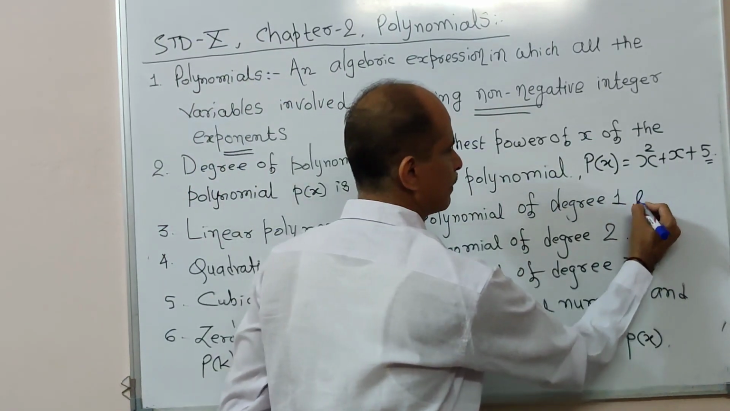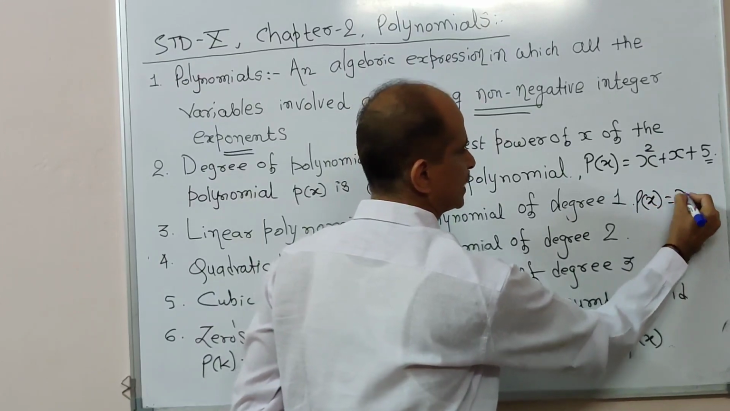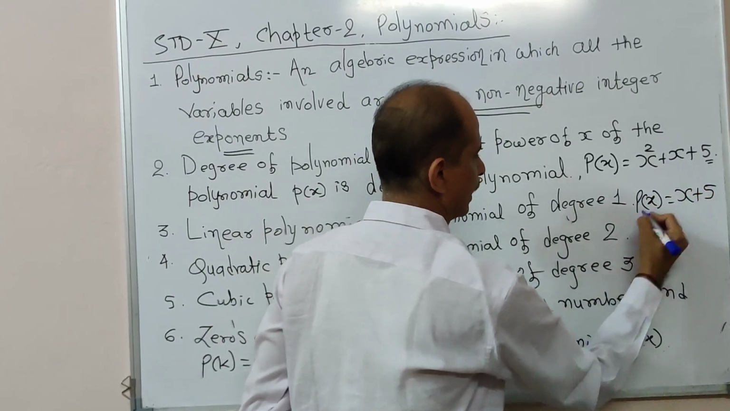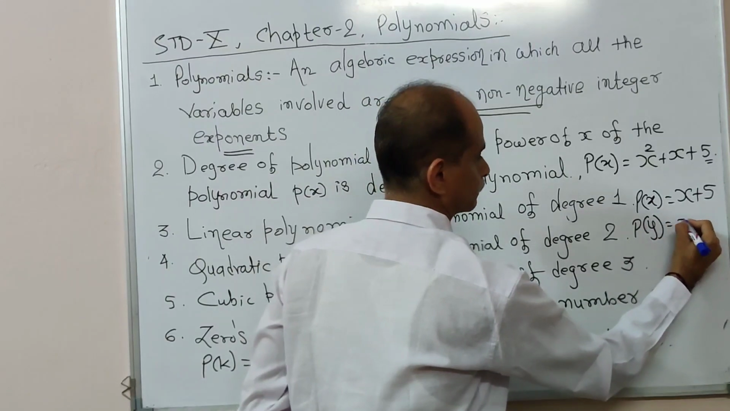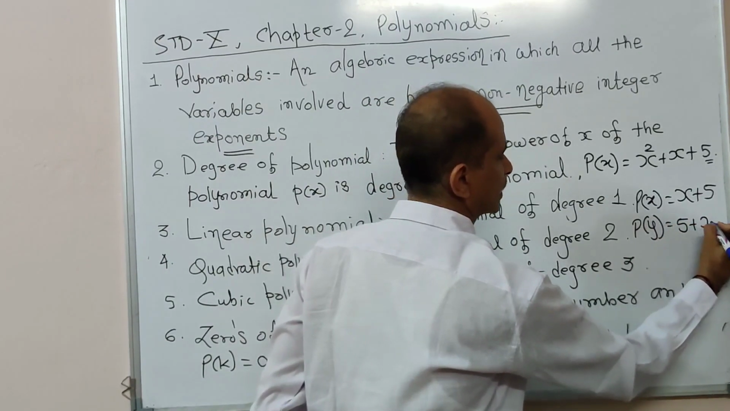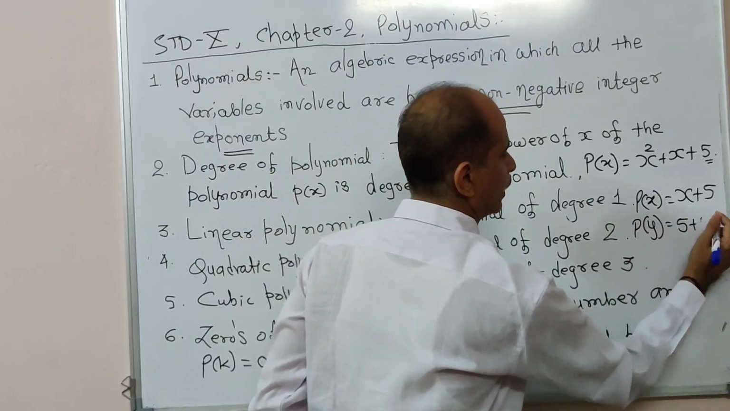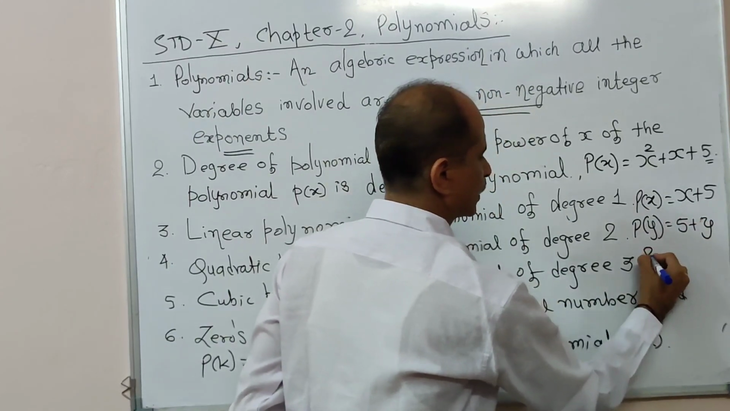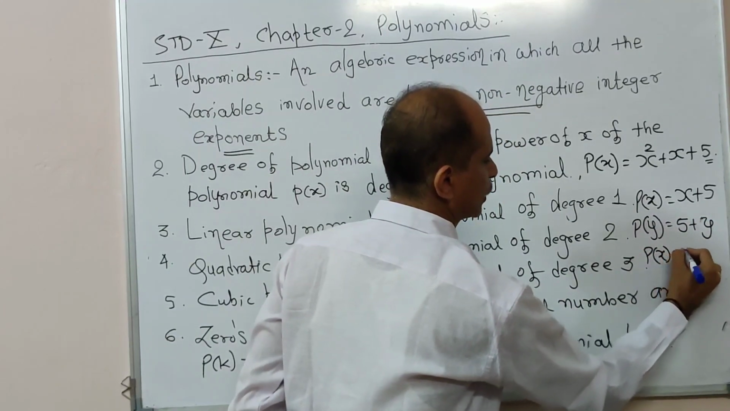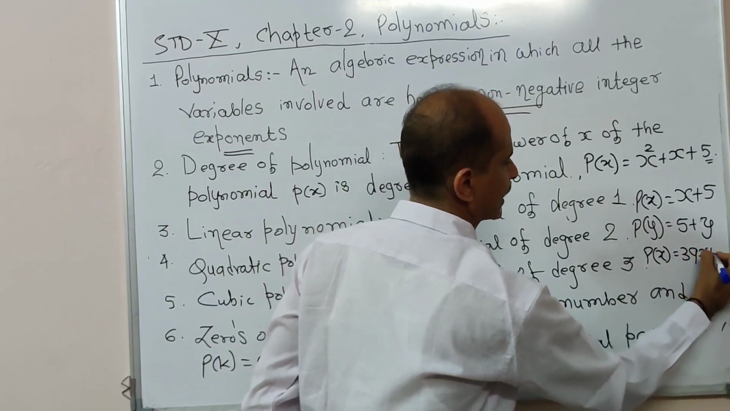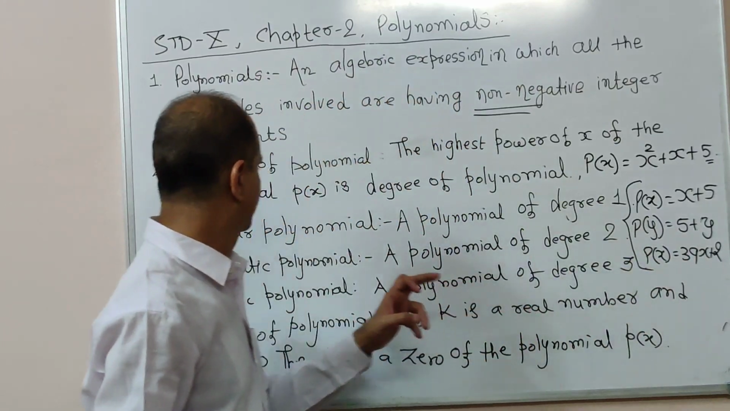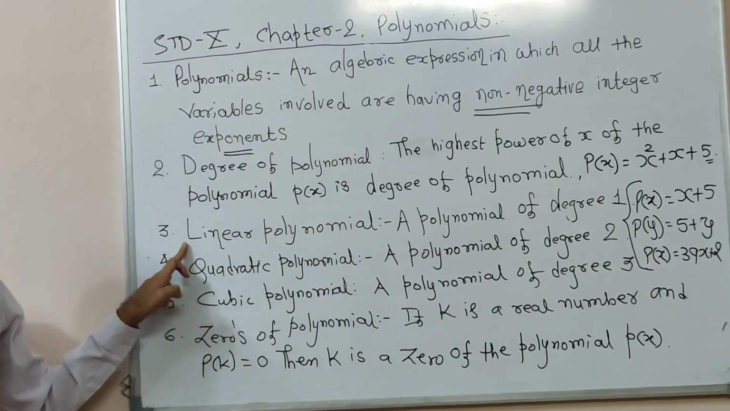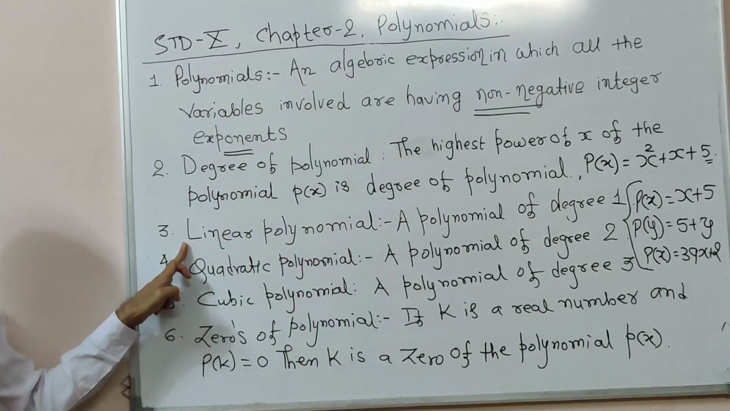Let me give an example. For example, p(x) is equal to x plus 5. If you take y as the variable, then p(y) is equal to 5 plus y. You can also give an example, p(x) is equal to 39x plus 2. All these three examples are examples of a linear polynomial.